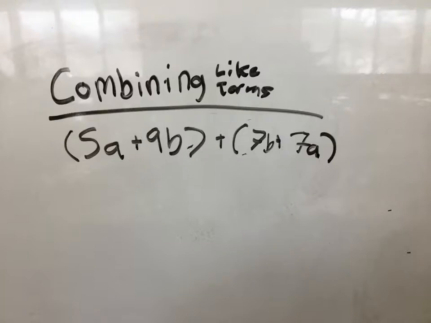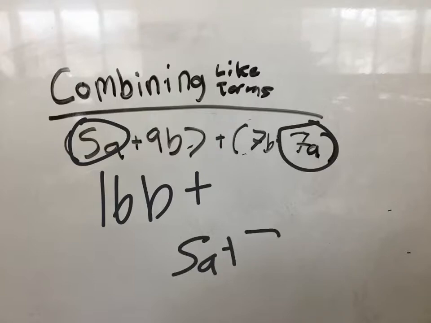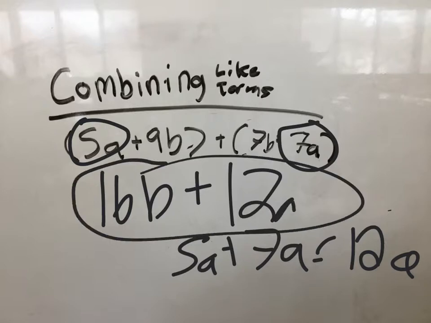So now we'll have 16b plus, same with this, 5a, 7a. They both have the same variable. You do 5a plus 7a equals 12a. And this is the problem simplified.